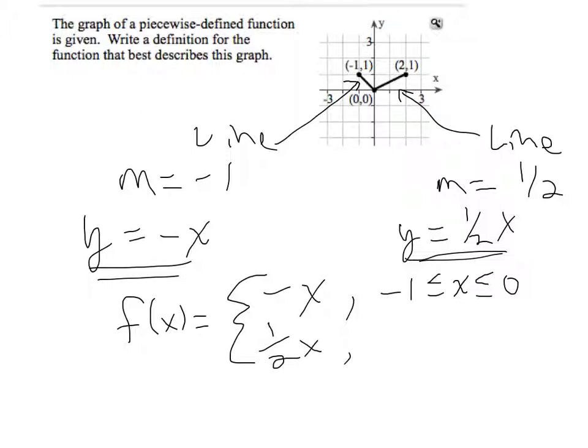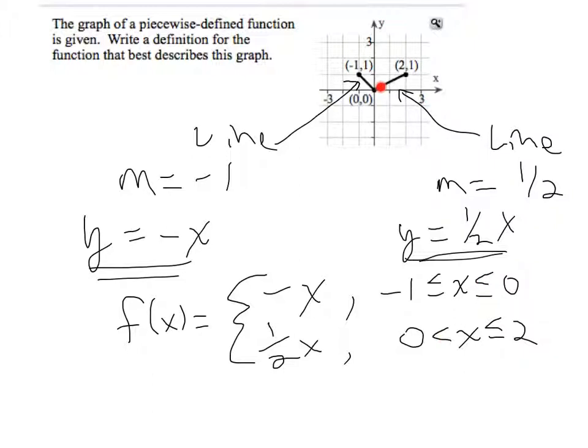I'm going to use the piece on the right if 0 is less than x is less than 2. So for x between 0 and 2, I'm going to use this formula. And again, there's no open circle, and so it doesn't matter. I can use less than or equal to, but there is one condition on a piecewise defined function, and that is that it's unambiguous. And so because I included 0 in this range, I'm not going to include it in this range, so there's no ambiguity.